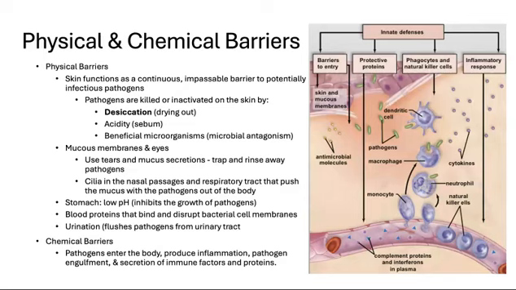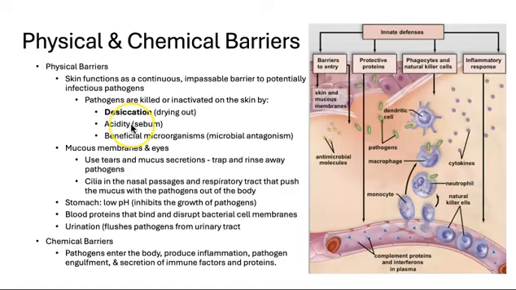Our physical barriers, of course, will include our skin. It functions as a continuous, impassable barrier to potentially infectious pathogens, and they can also come into contact with our skin, the pathogens can, and be killed or inactivated. This can be done through desiccation, which means drying it out. We know that the top layer of our skin is dead, so when they flake off, the pathogen can leave with it. Acidity, due to the secretions of our skin oils from the sebaceous gland known as sebum.